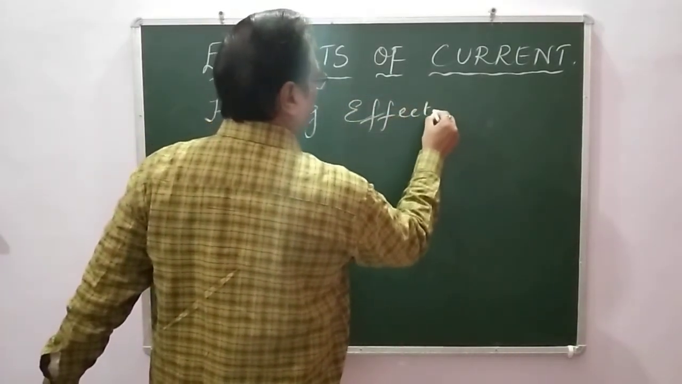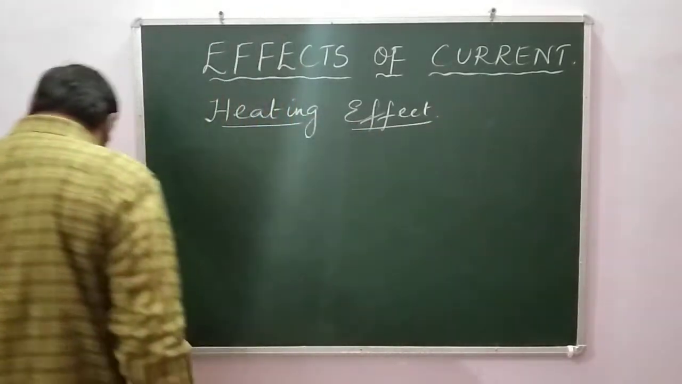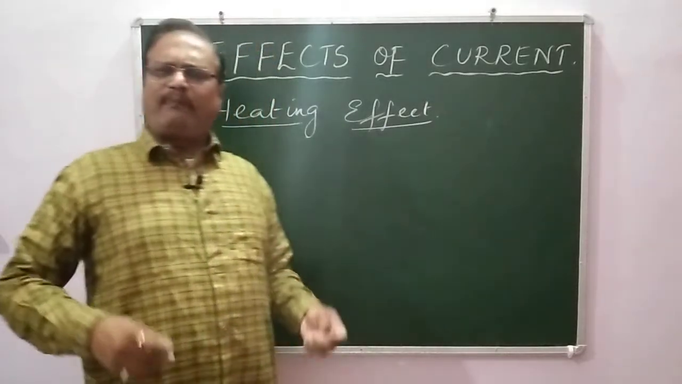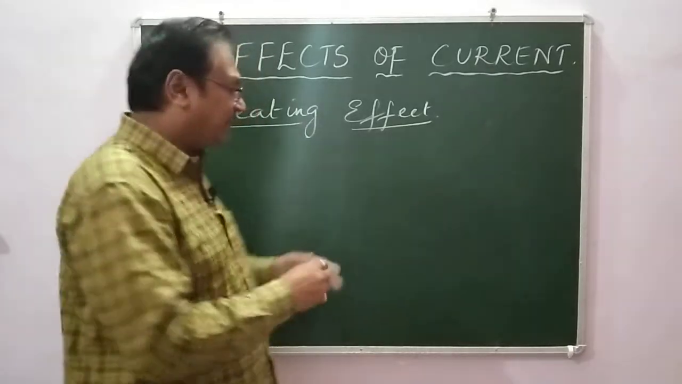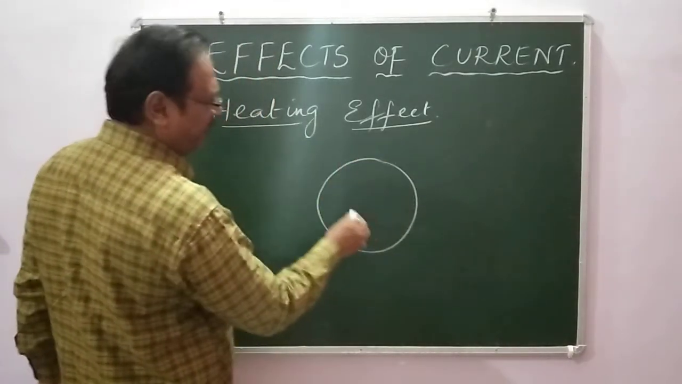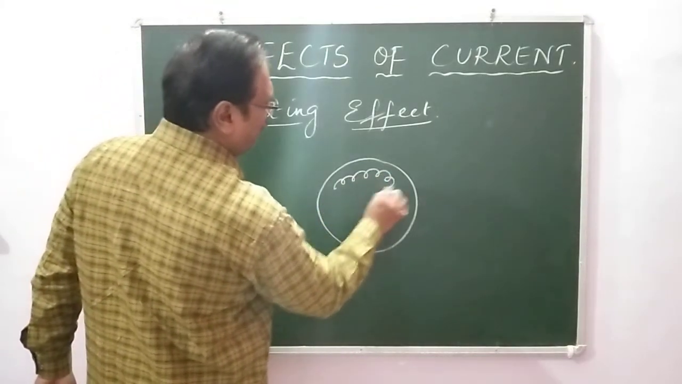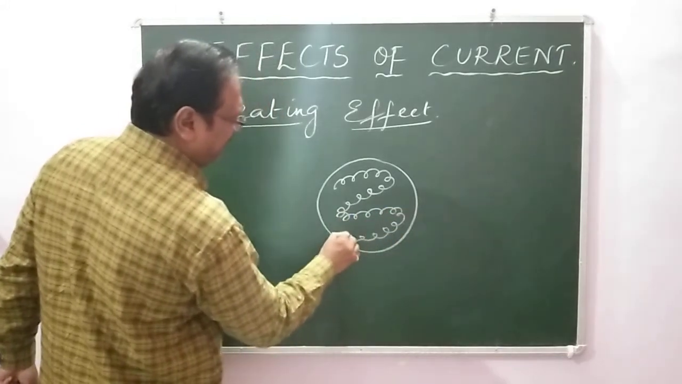So how does it happen? How is heat produced when electricity passes through? Yes, you might have seen, for example, an ordinary electric heater at home. In olden days you used to get, and nowadays also you will find, something like this, turns of coils, and it will come like this, right?